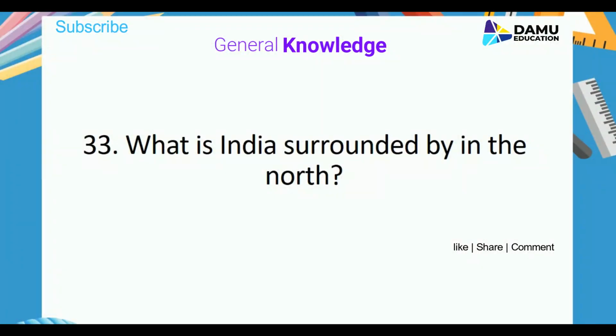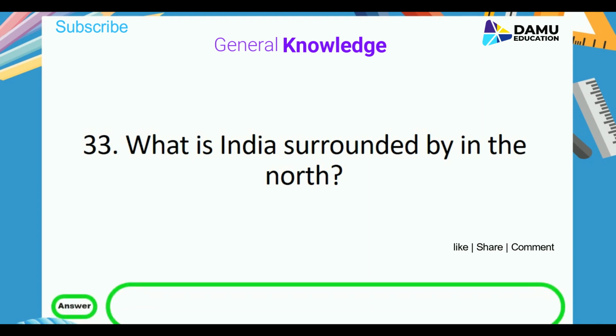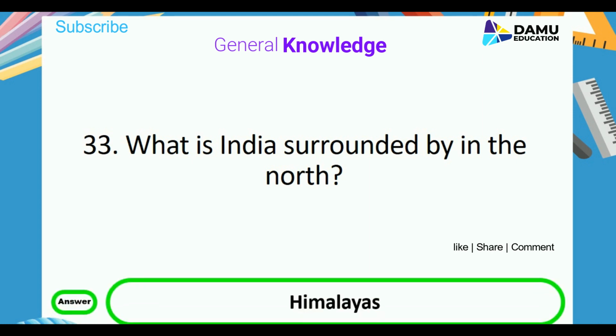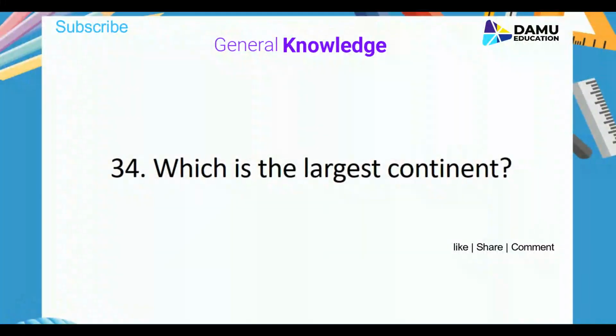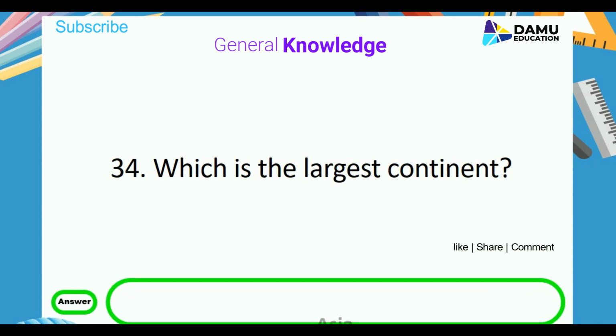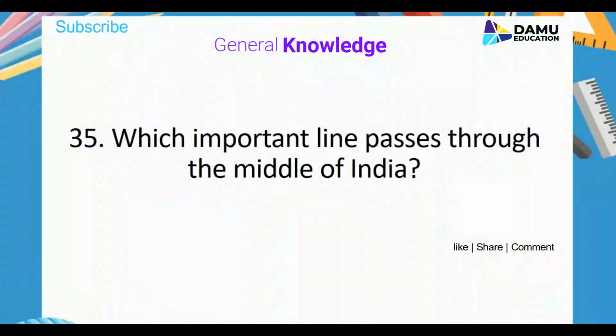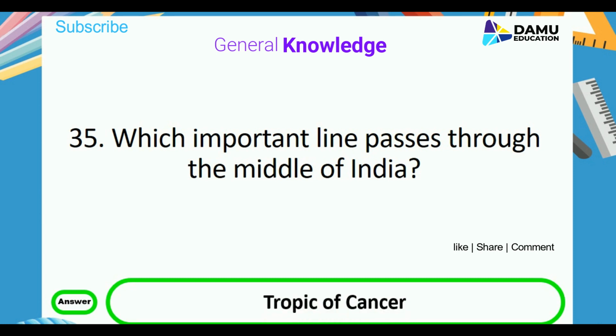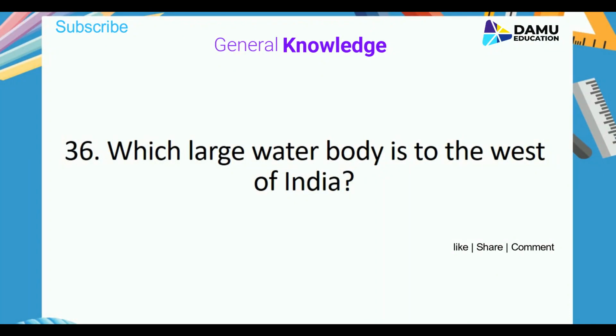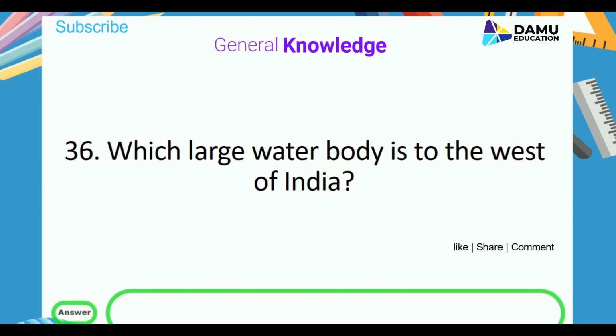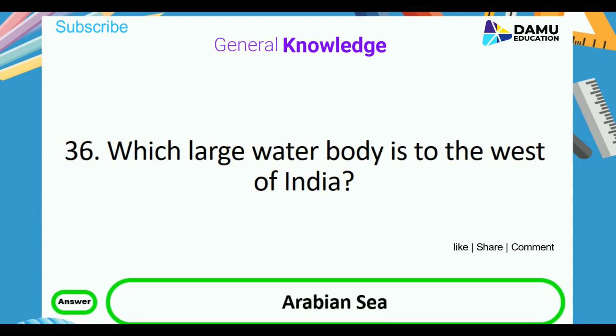What is India surrounded by in the north? Answer is Himalayas. Which is the largest continent? Answer is Asia. Which important line passes through the middle of India? Answer is Tropic of Cancer. Which large water body is to the west of India? Answer is Arabian Sea.